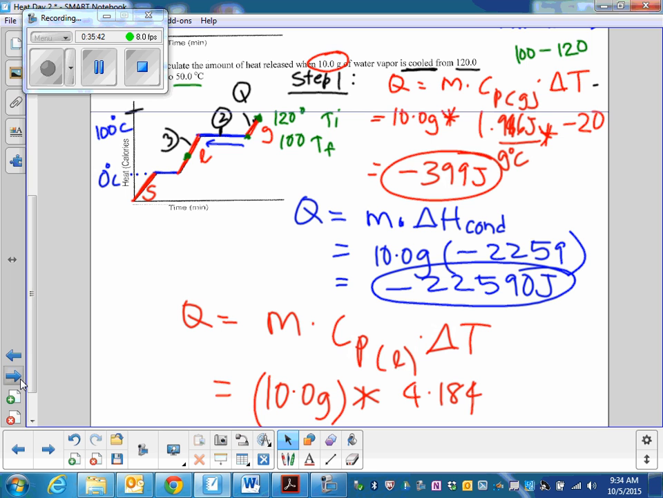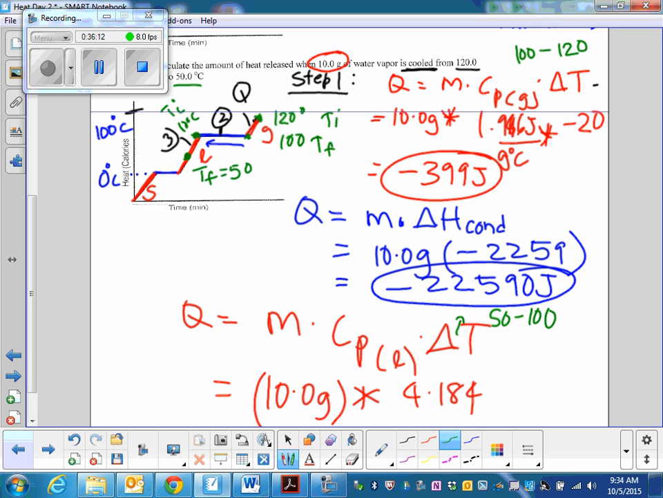Now I have to pay attention. What is my initial temperature? What was it? 100 degrees Celsius. That is my Ti. What is my final temperature? 50. My Tf equals 50. How do I solve for delta T? It is what minus what? 50 minus 100, which is negative 50.